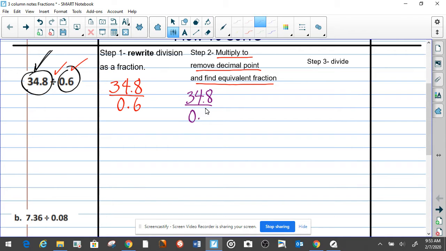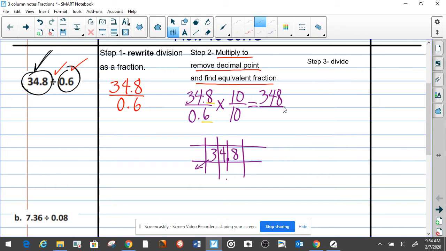34.8 over 6 tenths times. Am I going to multiply this by 10 or 100? If I pay attention to my decimals here, those are tenths, which means I'm going to multiply by 10. If you're not sure, use the place value chart. When you multiply by 10, the numbers move to the left. So now this number is 348, and 6 tenths times 10 equals 6.